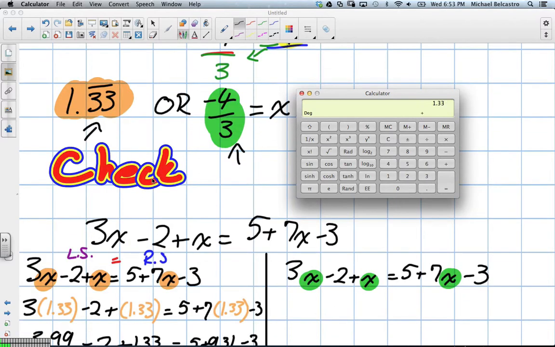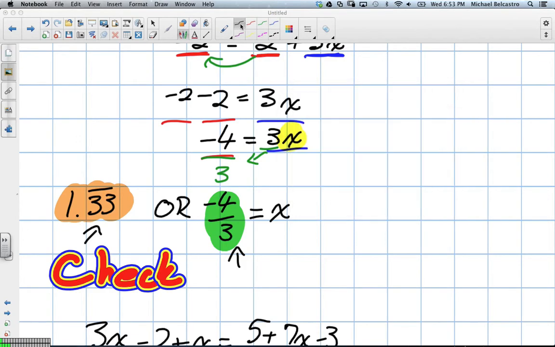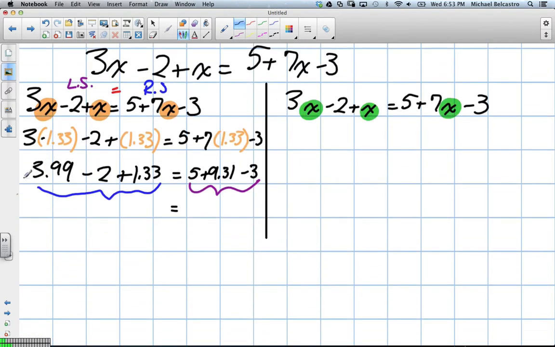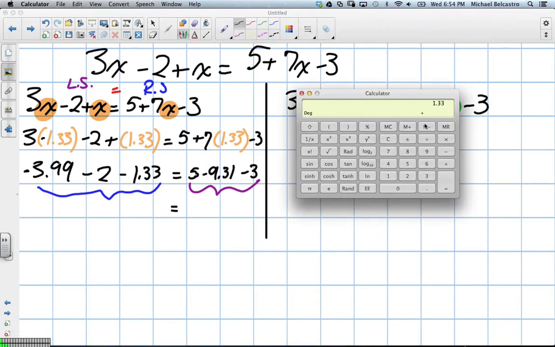Oh shoot, did I make an error here? Yes, it's supposed to be a negative value. That's okay. This needs to be a negative, and this guy here needs to be a negative because we multiplied. Okay, sorry. So we have our calculator out. Try that again. We have 3.99 when it's negative, minus 2 minus 1.33. Negative 7.23.